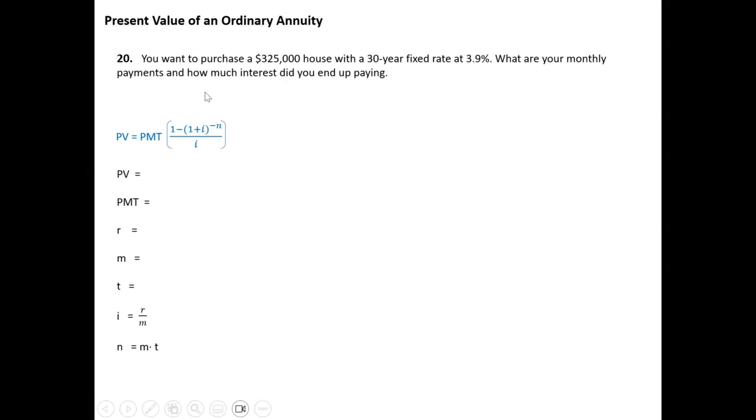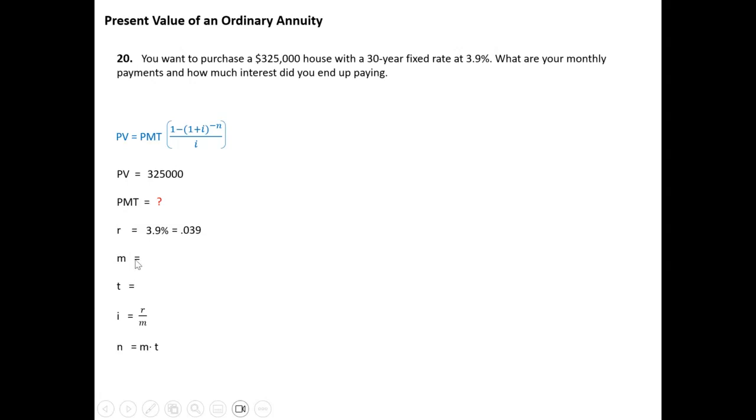So here it says you want to purchase a $325,000 house with a fixed rate of 3.9% interest. What are your monthly payments and how much interest did you end up paying? So we're looking for the payment. The money you borrowed from the bank would be $325,000. The interest rate is 3.9%, which would be 0.039.